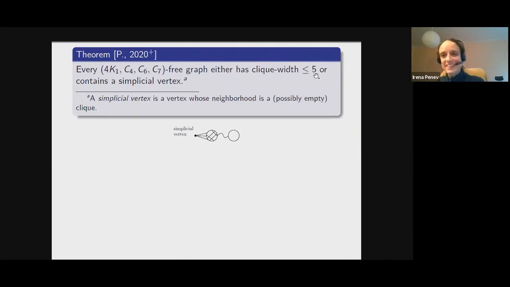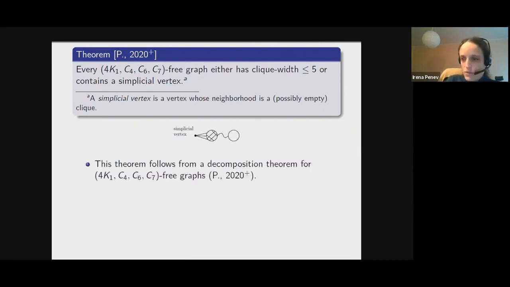They either have bounded clique width, meaning at most 5, or they contain a simplicial vertex. And what's a simplicial vertex? It's just a vertex whose neighborhood is a clique, perhaps empty, and non-neighborhood is anything you like. Okay, what does this rely on? It's just on a certain decomposition theorem, which sadly I don't think I'll have the time to really show you, but maybe very, very briefly.